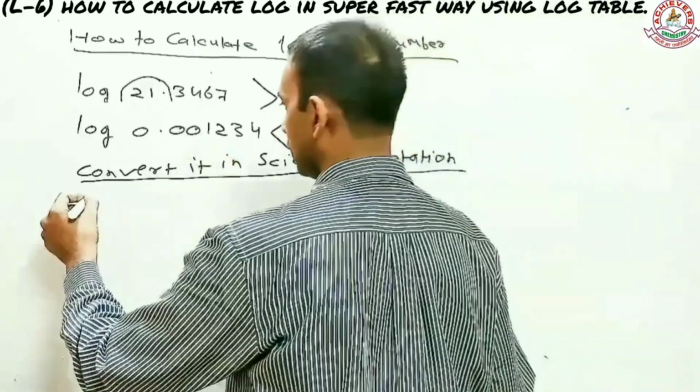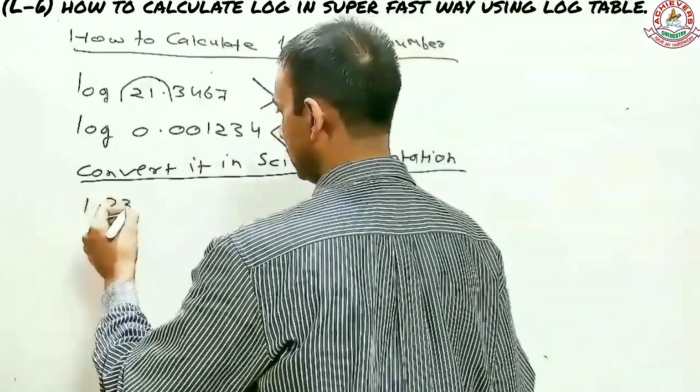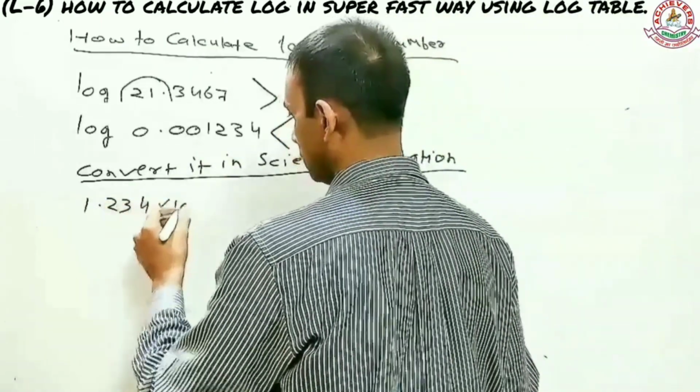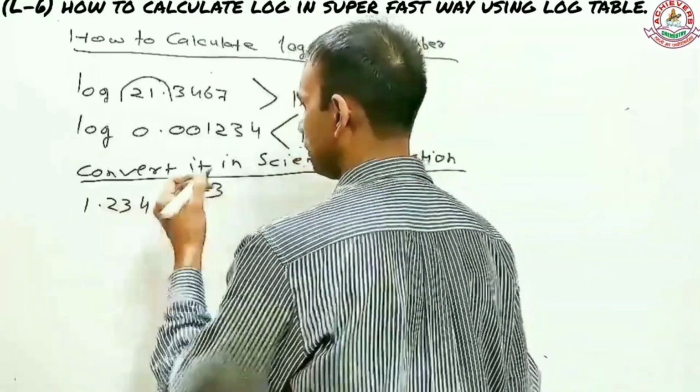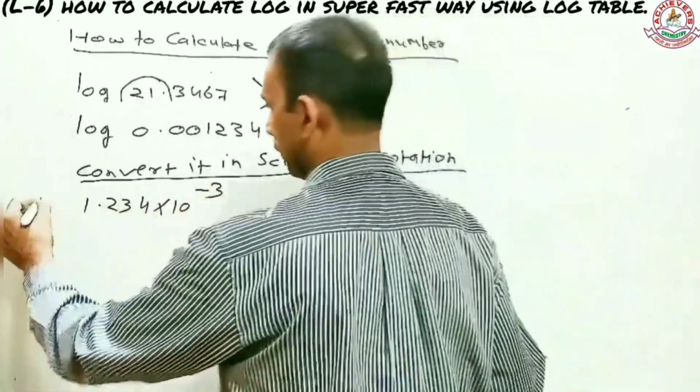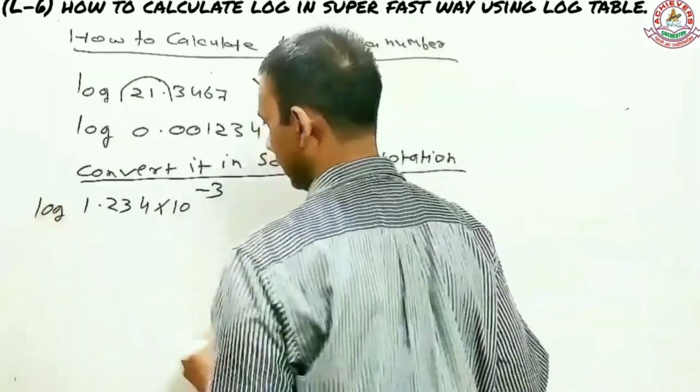So this is going to be like 1.234 into 10 to the power minus 3. I hope you have understood that. So this is what we have to find the log for. So this is the value.